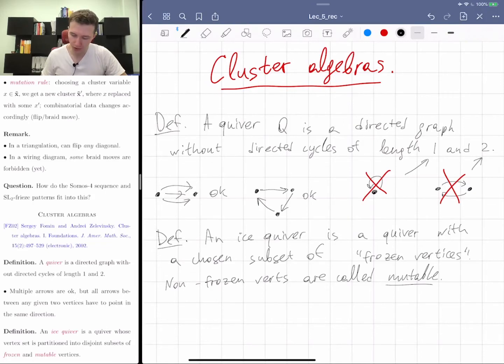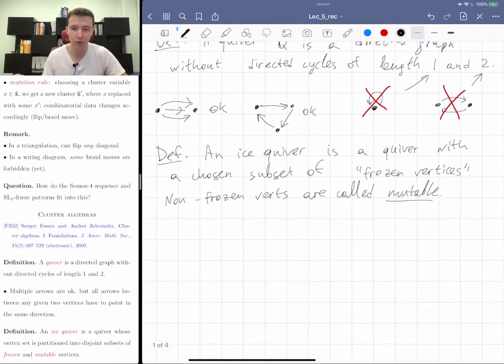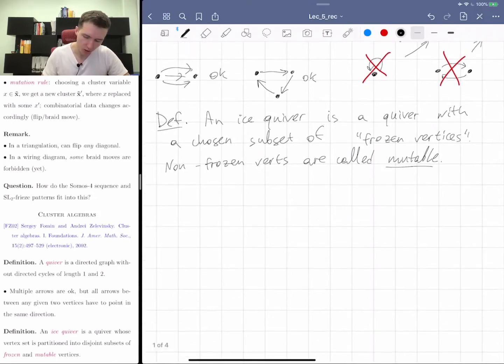Now, whenever you have a mutable vertex, you can mutate that vertex. And so now we come to the important definition of a quiver mutation.